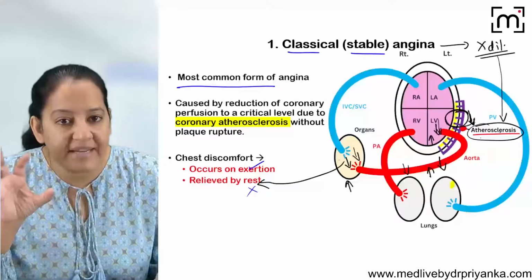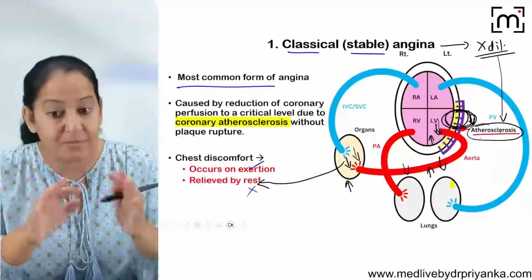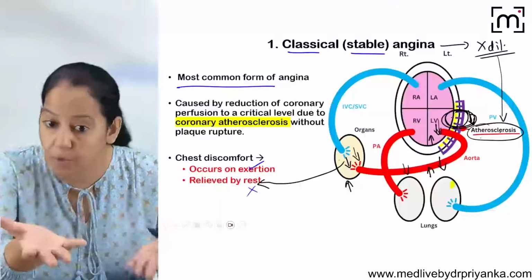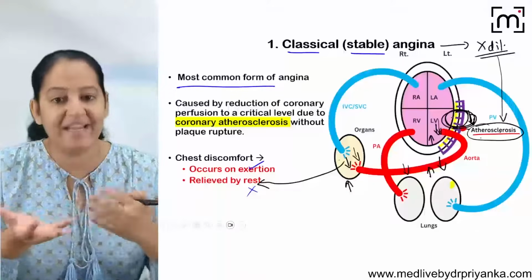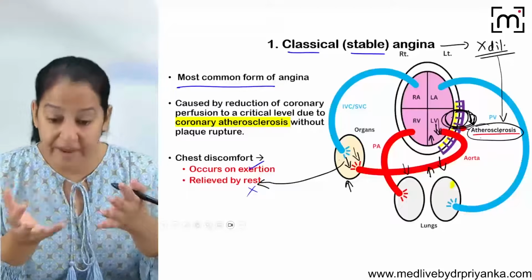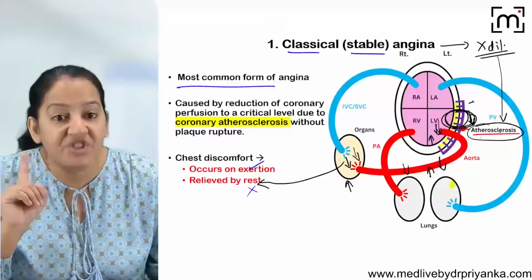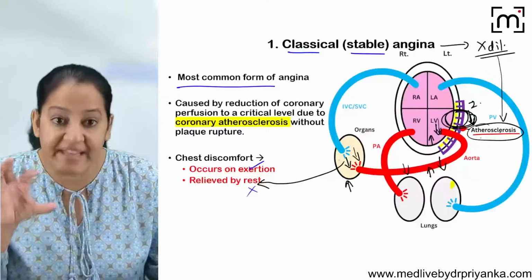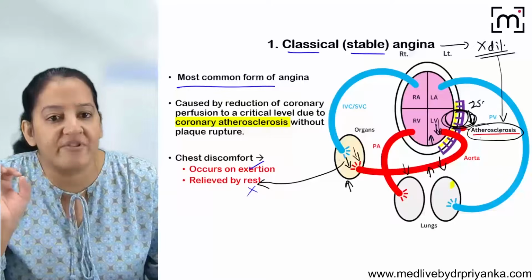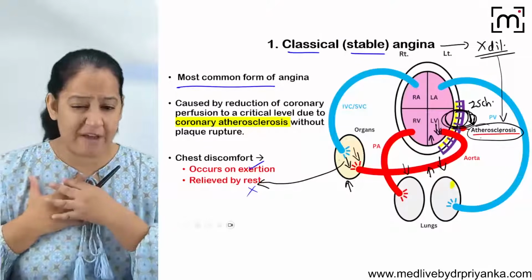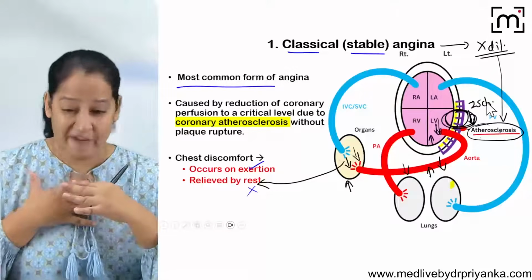So here, transiently, because of the imbalance between demand and supply, demand is more but supply is less. Ischemia occurs in the wall of the left ventricle. In the cells of the walls of the left ventricle, transient ischemia occurs. So the patient has chest discomfort.